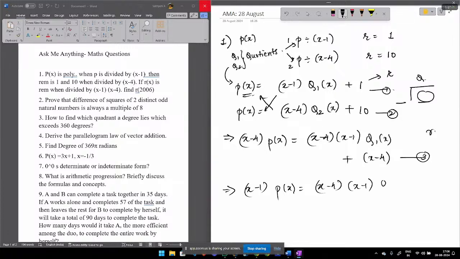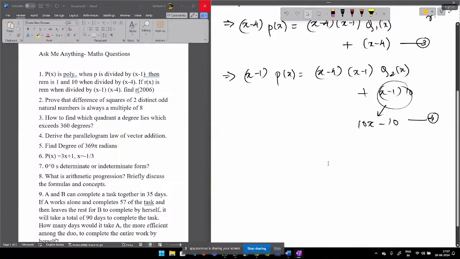plus x minus 1 into 10. So now when I have x minus 1 into 10, this term of mine would become 10x minus 10. Okay, so this is my equation number 4. All right, I hope it's clear till here. Is it clear to everyone till here? Let's move ahead.